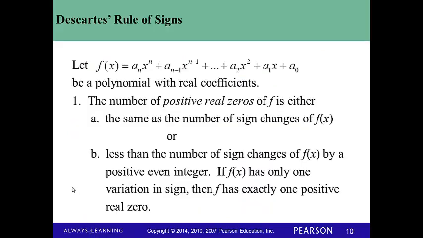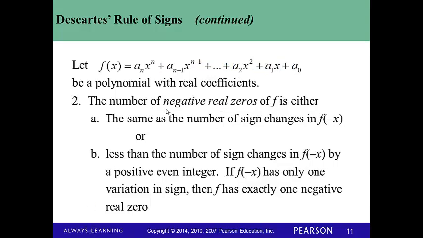Alright, so now let's talk about Descartes' rule of signs. Let f of x equal the following polynomial with real coefficients. The number of positive real zeros of f is either the same as the number of sign changes, or less than the number of sign changes by a positive integer. If f of x only has one variation in sign, then f has exactly one positive real zero. So you're going to count how many times the sign actually changes between the coefficients.